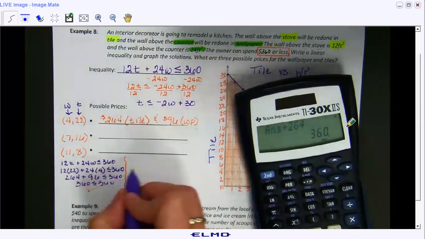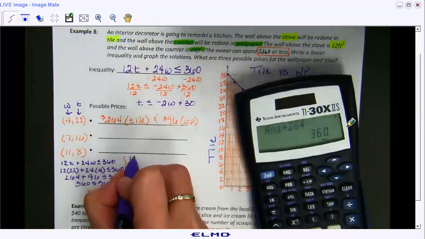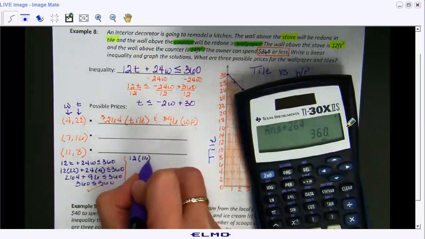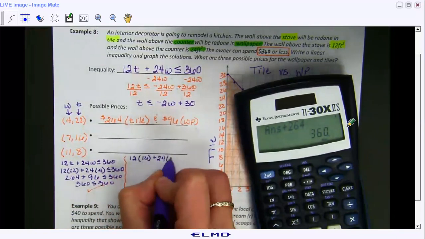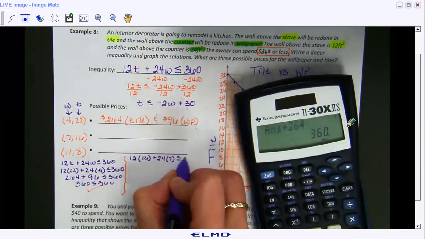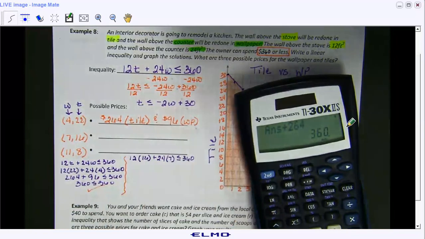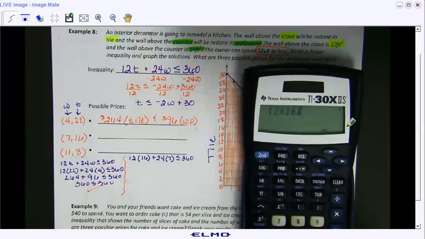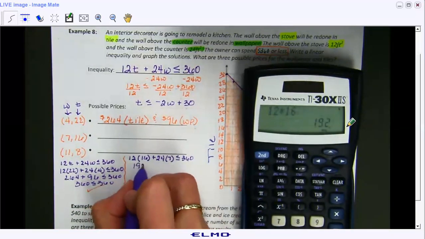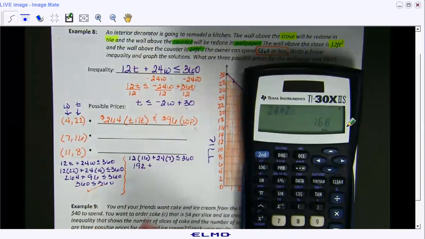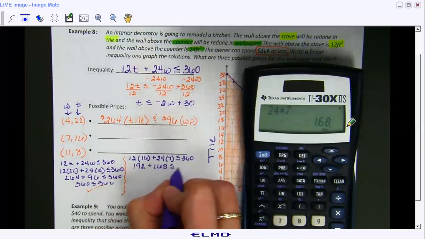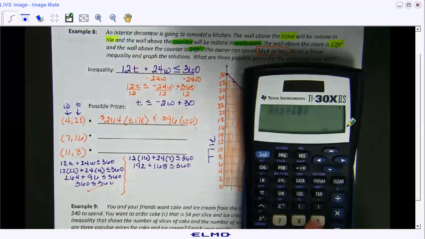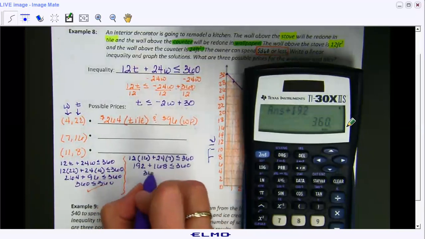So instead of rewriting the entire inequality out, I'm just gonna plug in my numbers. 12 times tile, which is 16, plus 24 times the wallpaper, which is 7, should be less than or equal to $360. So just imagine that you're trying to do something like this in your own home and you have a budget and you want to stay within that budget. This is something you would use that for. So 12 times 16, 24 times 7, and those total $360.